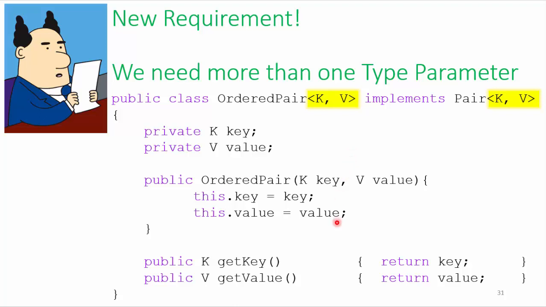Okay, that's the goal of this. And then we implement our two getters, our two accessors. So getKey, getValue, trivial stuff: return the value of the attribute key, return the value of the attribute value. All right, so this is a basic example of having a generic interface and having a generic class implement that generic interface, and both of them feature multiple type parameters.